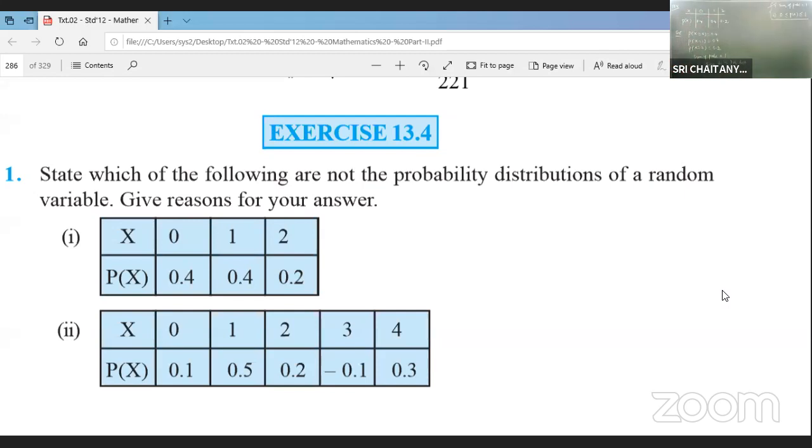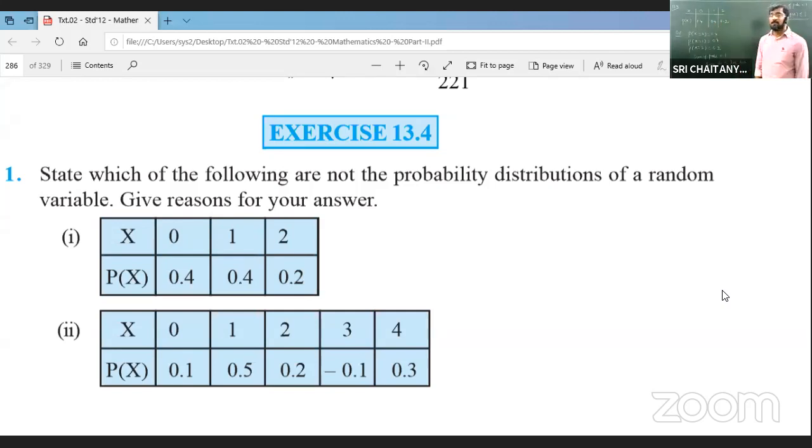This is a probability distribution. Now, which are not probability distributions? Suppose the sum of probabilities is not equal to 1. That is not a probability distribution. And if any one of the probabilities is negative, then it is not a probability distribution.